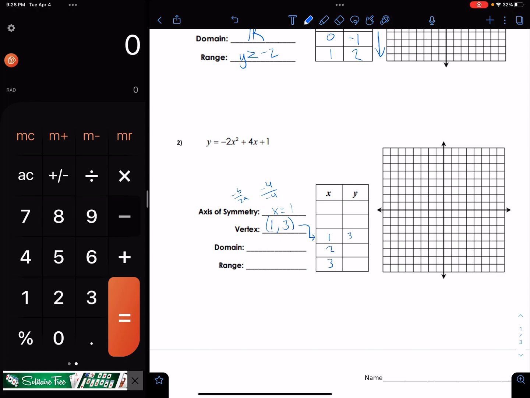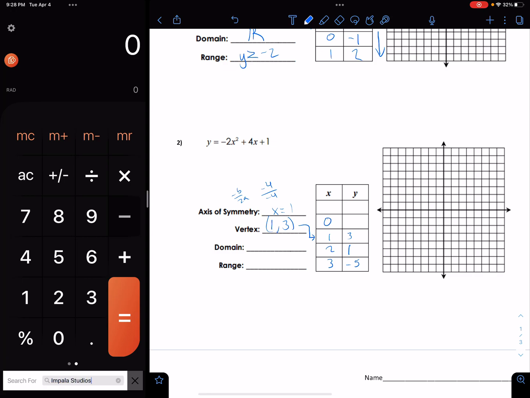So then if I plug in a 2, 2 squared is 4. 4 times negative 2 is negative 8. Negative 8 plus 8 is 0. 0 plus 1 is 1. Then I plug in a 3. Negative 2 times 3 squared. 3 squared is 9. Negative 2 times 9 is negative 18. Negative 18 plus 12 is negative 6. Negative 6 plus 1 is negative 5.